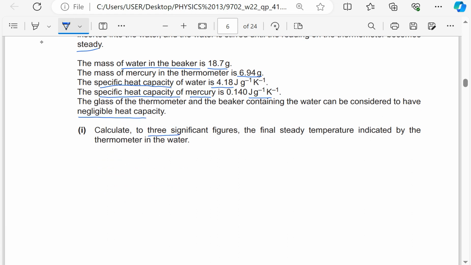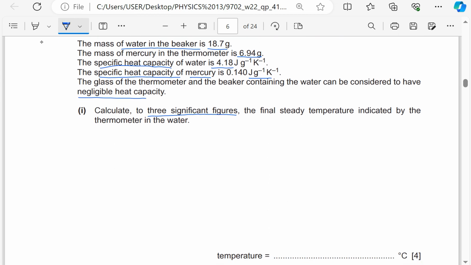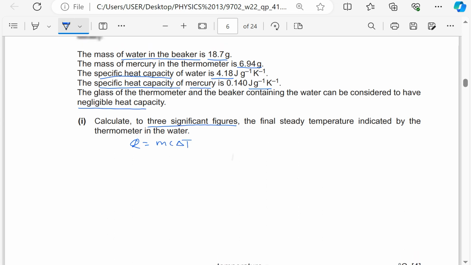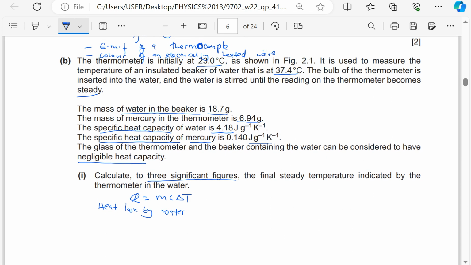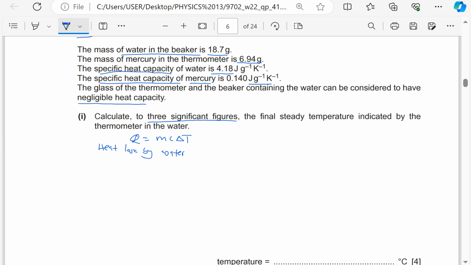Calculate to three significant figures the final steady temperature indicated by the thermometer in the water. So we know that the energy Q is equal to mc times change in temperature delta T. So we assume that the heat which is lost by the water should go into raising the temperature of the mercury. So I will say heat lost by the water, or the heat which leaves the water, because the water was the one which was at a higher temperature of 37.4 degrees Celsius.